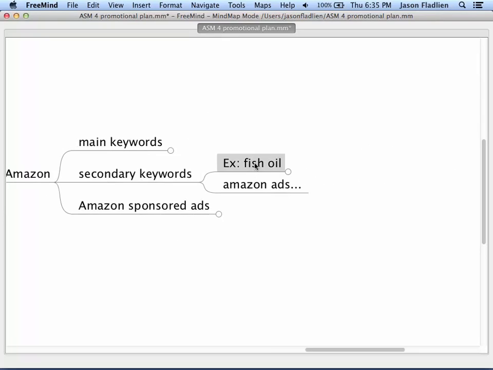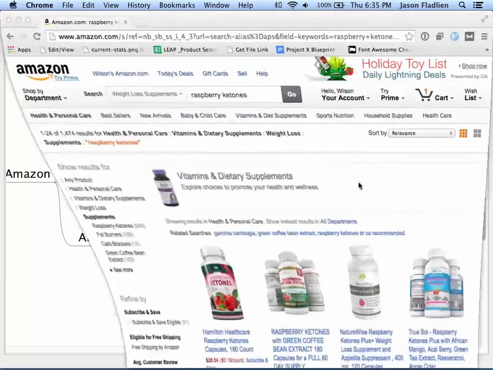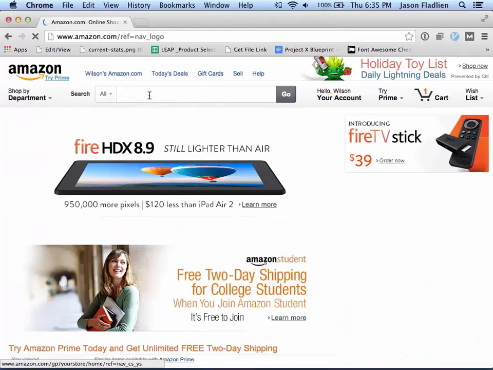So for fish oil, secondary keywords could be like best, which is my favorite keyword. I always use best as a keyword. Organic, in certain cases for this product, it makes sense. This one is both combined, fish oil, omega-3, and then fish oil supplements. There are other secondary keywords to consider. You say, Jason, how do you come up with those secondary keywords?